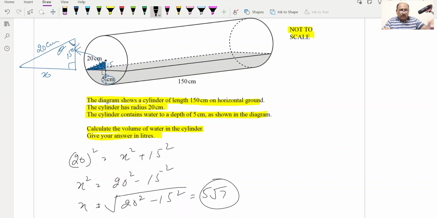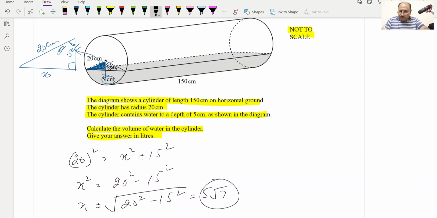So now we can find basically the complete triangle. If I draw the complete triangle like this one, so I'm considering this triangle as well.